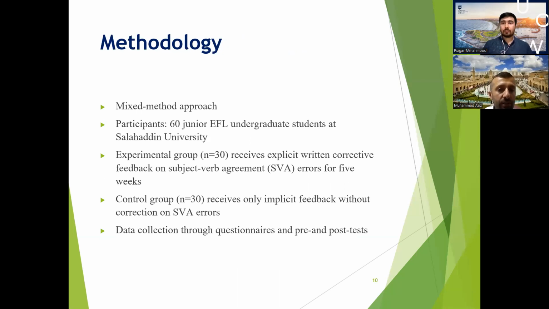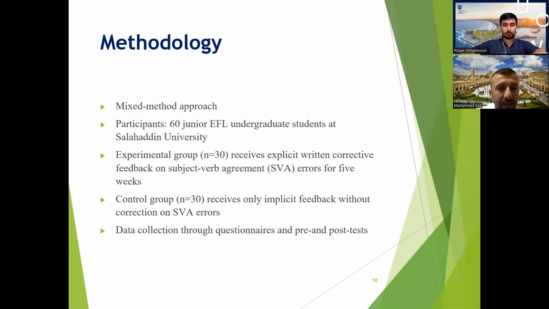To conduct our research, we have used a mixed method approach, and we have involved 60 third stage EFL undergraduate students at Salahuddin University, English Department, College of Education. We have divided these 60 junior students into two groups. The experimental group is 30 students.